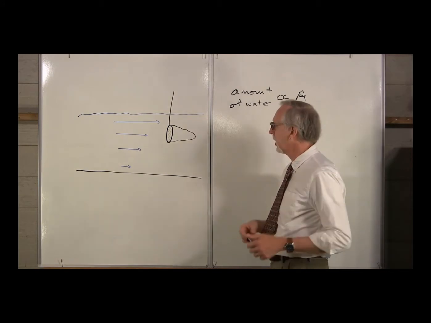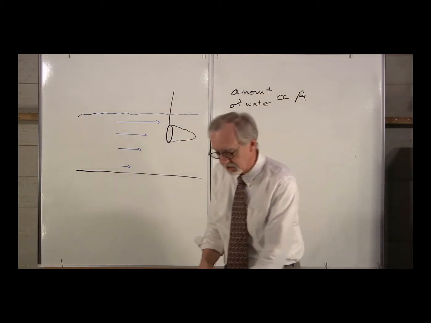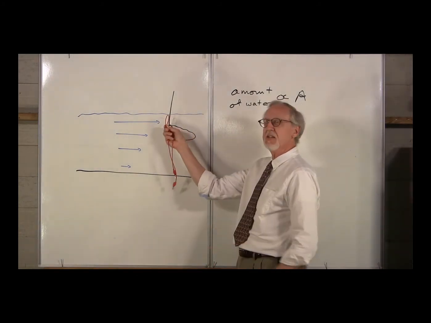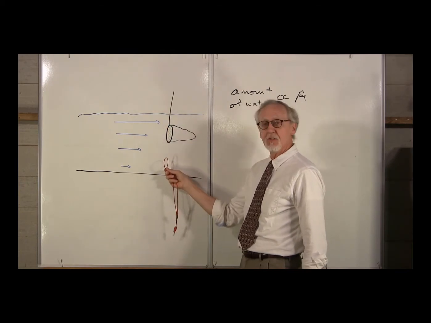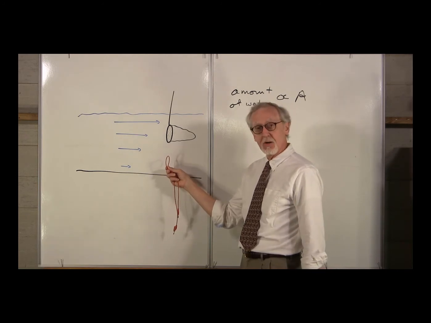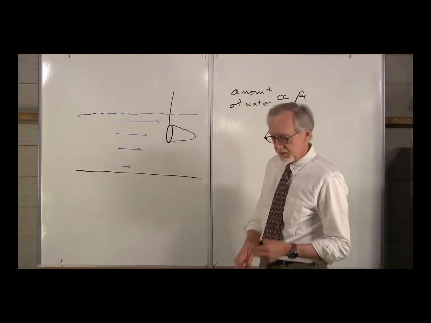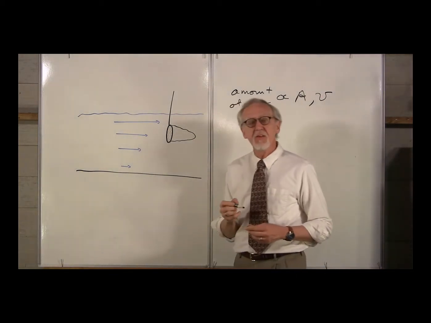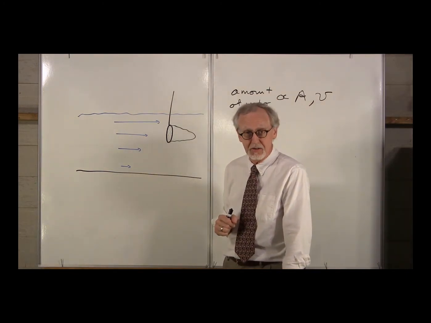What else? Well, where we put the loop will affect how much water goes into it. If we hold the loop near the top, where the velocity is very high, we'll get a lot of water. If we hold the loop down here, where the velocity is very small, we'll get much less water. So what's going to affect it? The velocity of the water. So the velocity of the water, or the speed of the water, will affect how much water goes through the net.